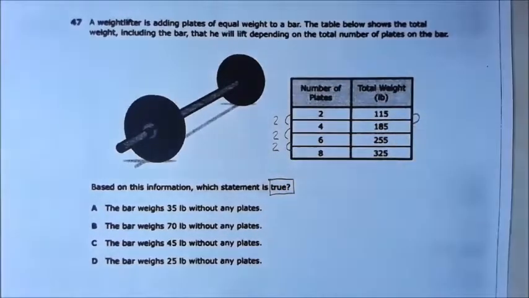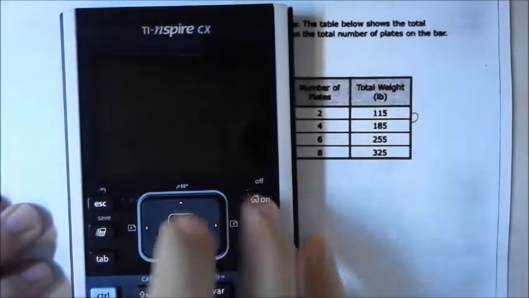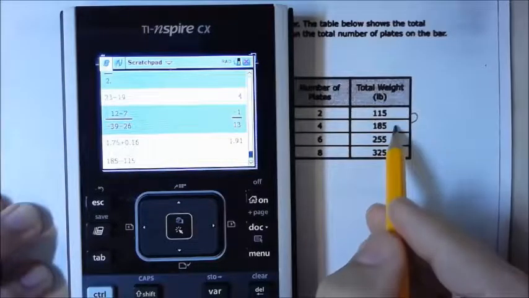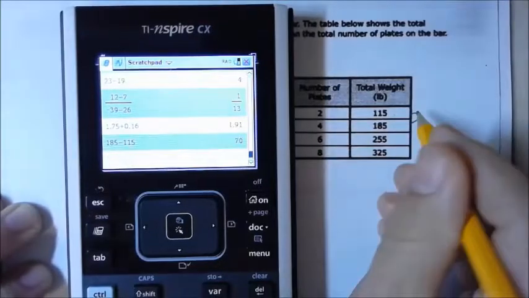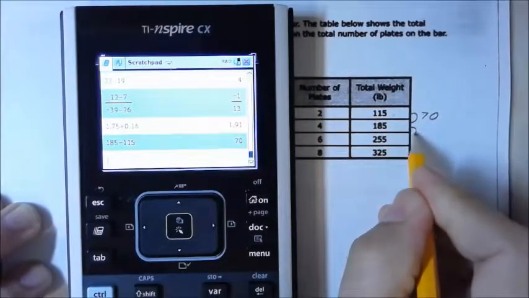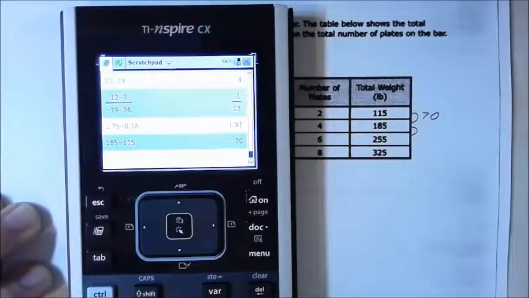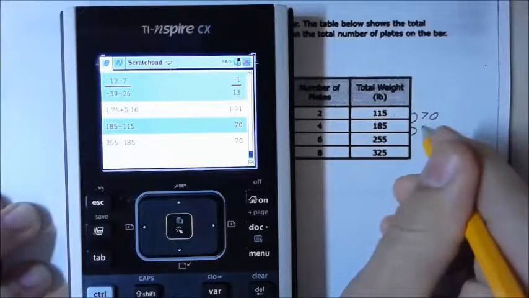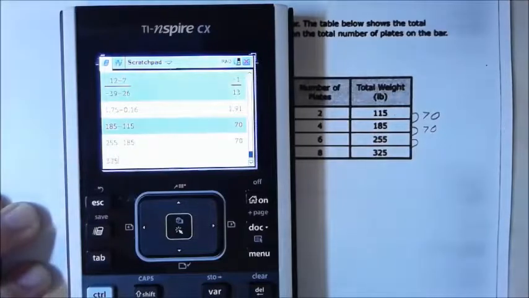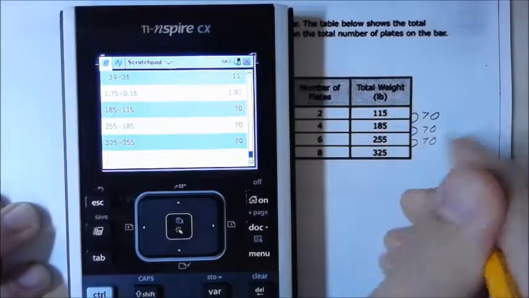So from here to here, we'll use our calculator. Let's make sure we don't make any mistakes. We have 185 minus 115. That gave us a change of 70. Then from 255 to 185, so 255 minus 185, we had another change of 70. 325 to 255, so 325 minus 255, a change of 70.